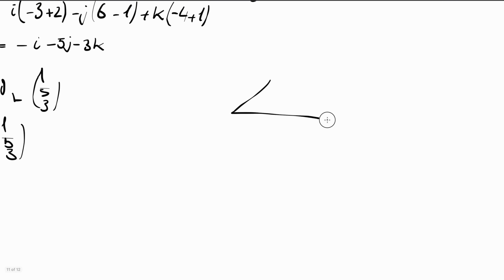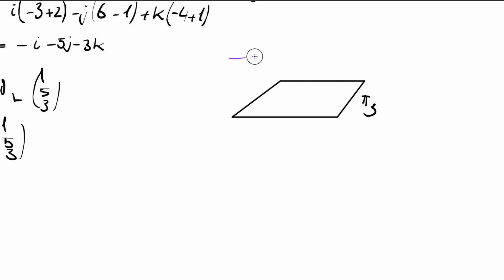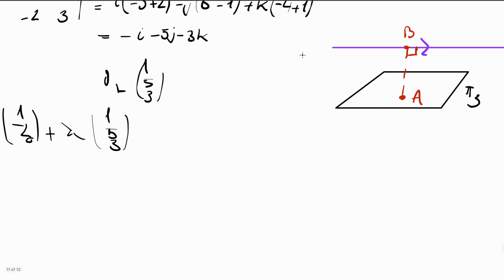P3 is, of course, a plane, and L is a line. Here's the plane P3, and here's the line L. In order to find the distance, you have to imagine a perpendicular line going from P3 to L, so they're perpendicular. I'll consider this point A and this point B.